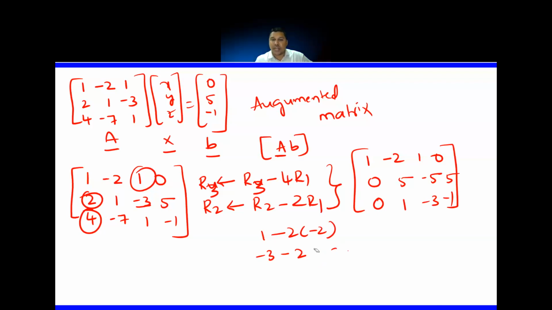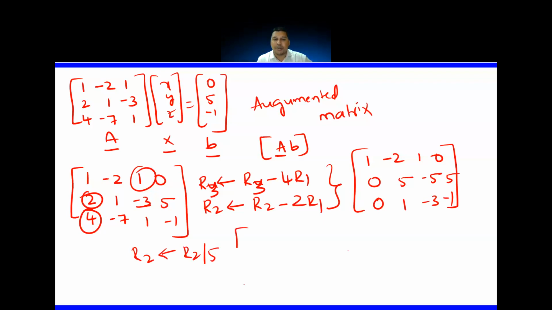Now, what is the next operation we can do? The easiest operation is to divide R2 by 5. It becomes very easy because it becomes ones, which are easy to calculate. So we get 1, minus 2, 1, 0; 0, 1, minus 1, 1; 0, 1, minus 3, minus 1.